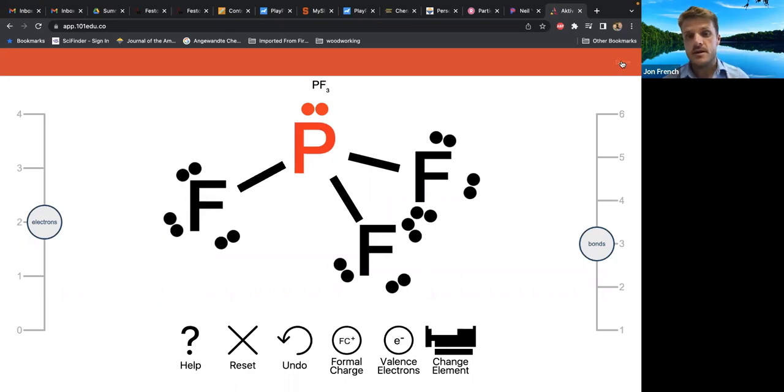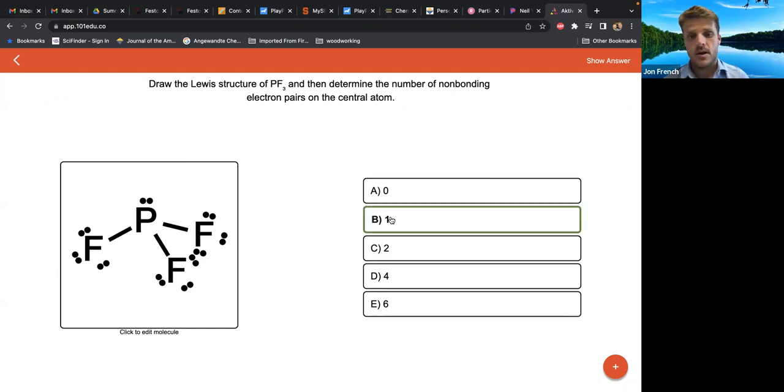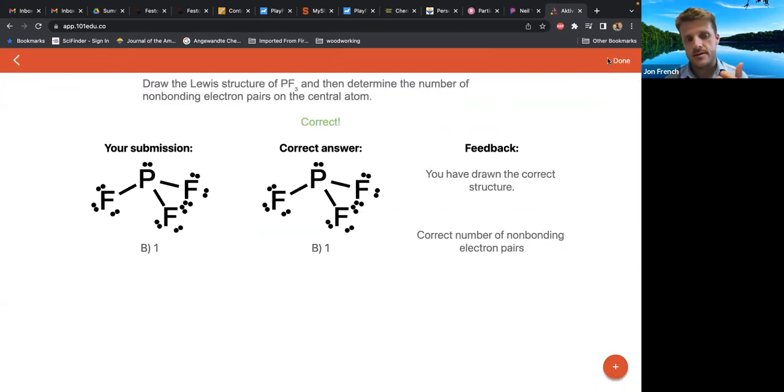But now that I have that done, right, now I can go and answer that question. Determine the number of non-bonding electron pairs, pairs meaning 2 electrons, on the central atom. So I've got 1 pair of electrons on phosphorus. So let's see, right? And correct. I've got the correct Lewis structure and I've got the correct number of non-bonding electrons on the central atom. So hopefully that one helps get you a feel for the different steps involved in making a more complicated Lewis structure that has multiple elements involved.